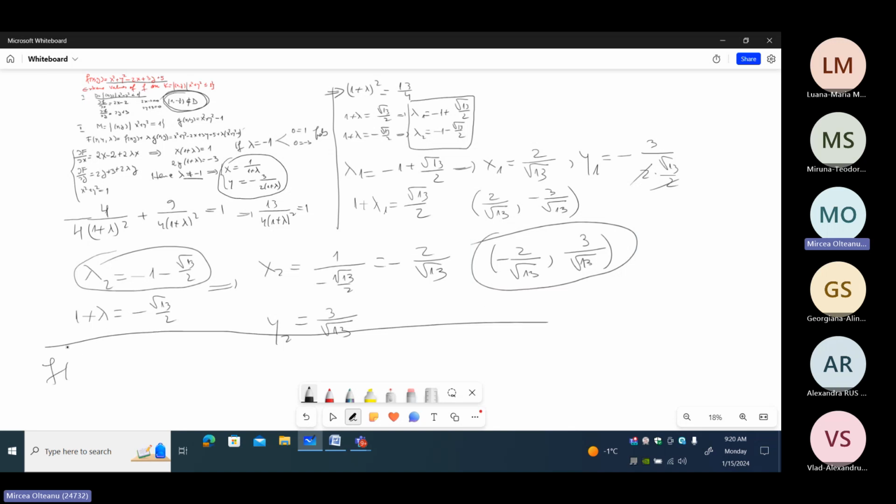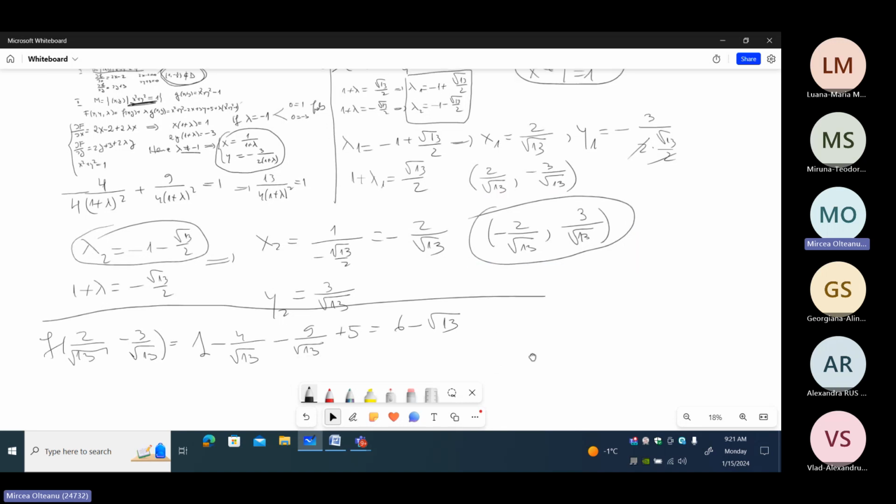We compute f of 2 over root of 13, negative 3 over root of 13. And by computing here, we get x squared plus y squared, which is obviously 1. Yes, attention, each time x squared plus y squared is 1 for many reasons. First of all, because this is the sum 4 over 13 plus 9 over 13, but also from the condition x squared plus y squared equals 1. Okay, 1 minus 4 over root of 13 minus 9 over root of 13 plus 5, which means 6 minus root of 13.